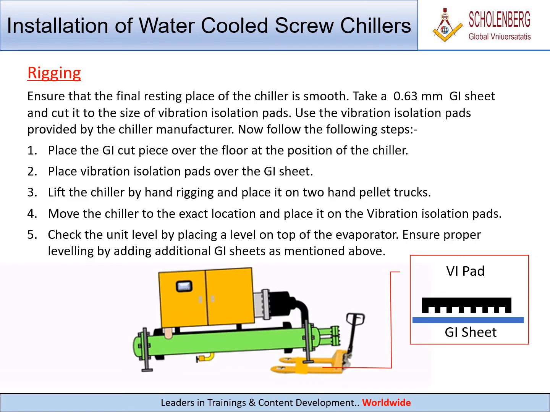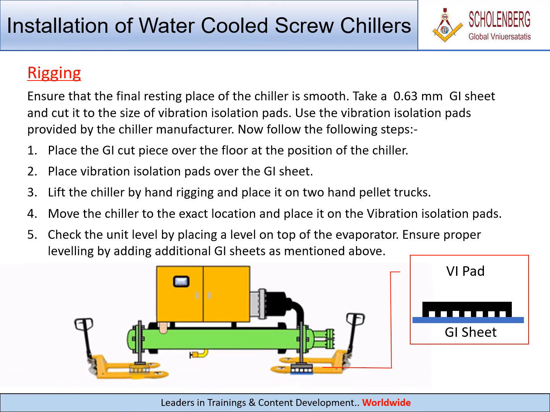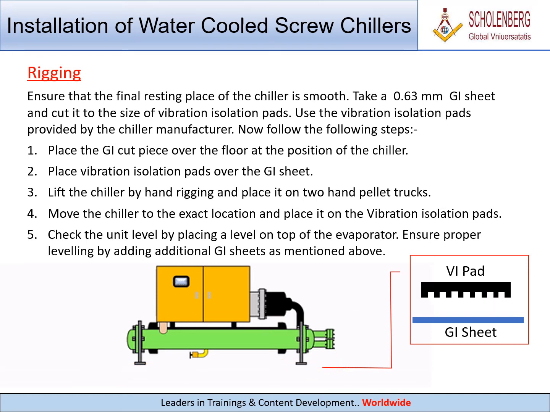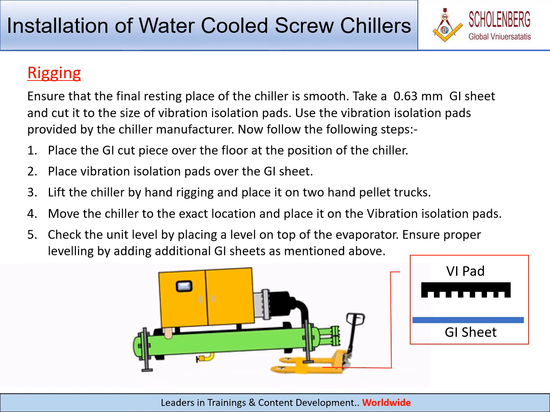Rigging. Ensure that the final resting place of the chiller is smooth. Take a 0.63 mm GI sheet and cut it to the size of vibration isolation pads. Use the vibration isolation pads provided by the chiller manufacturer. Now follow the following steps.